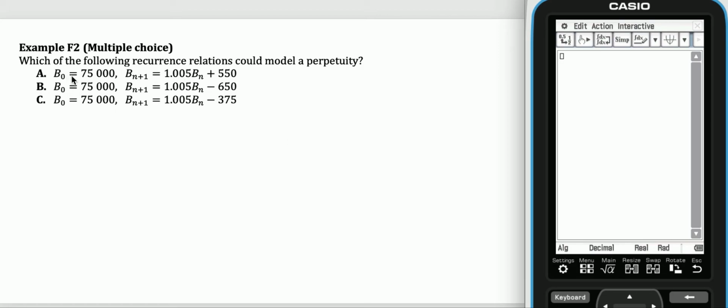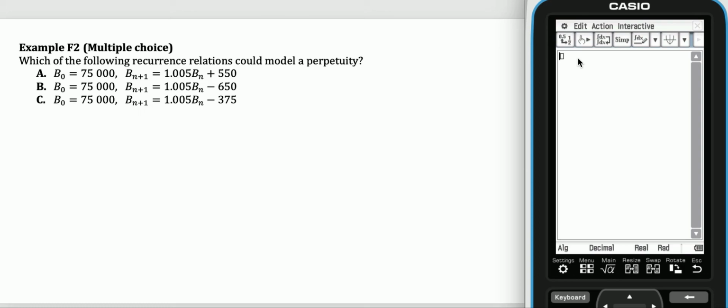Option A says B0, well, they actually all say that the initial value is $75,000. But in option A, the recurrence relation has 1.005 times BN, so this would be like adding a bit of interest, plus 550. So really, without even checking it on the calculator, we can tell that those numbers are going to be increasing because that interest is going to add some value, and then adding 550, well, that's just going to make the values go up and up and up.